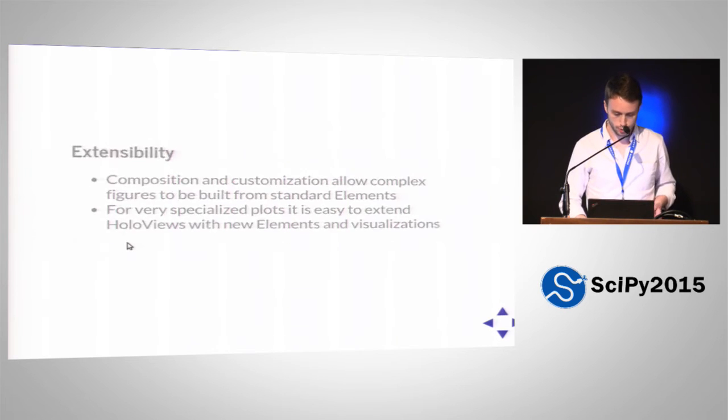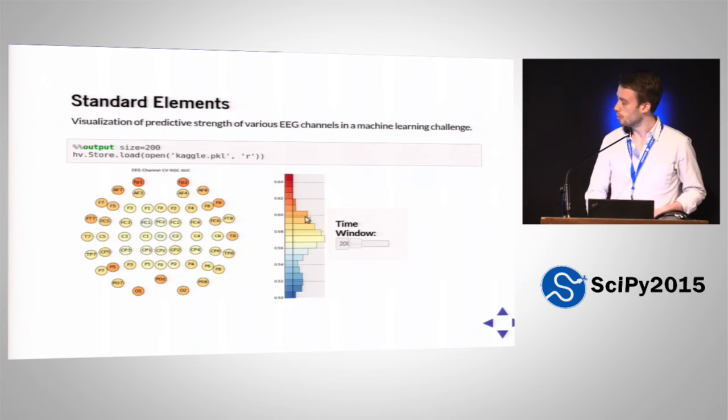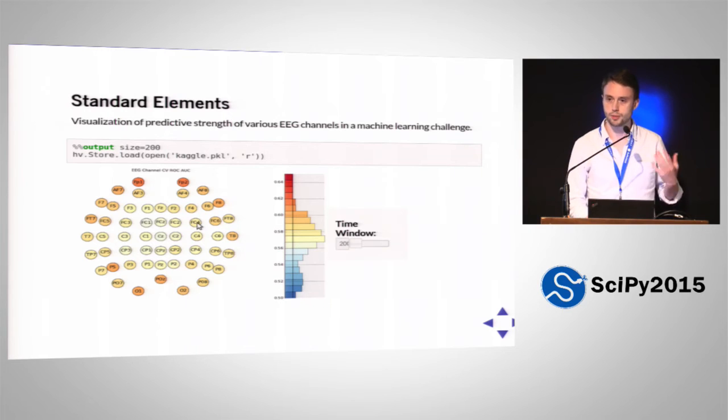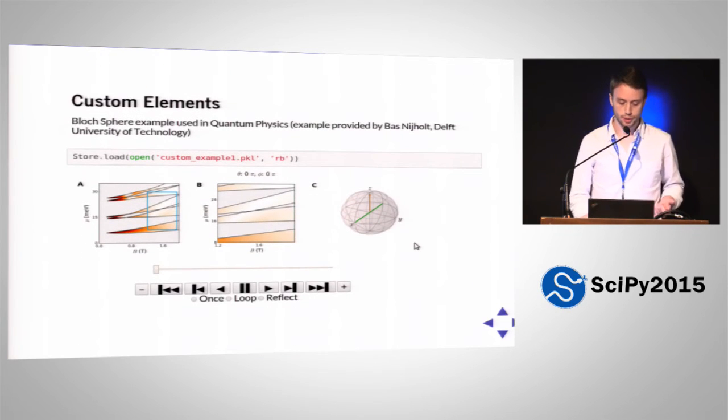So I'll show some examples of some plot types. This particular example is just a visualization of some EEG data from a machine learning challenge I participated in. It uses just the standard HoloViews element types. Here, we've used some simple points, overlaid some text annotations, and we've got a side histogram, and again, it animates just like any other plot. So we can actually see what happens over time. OK, so that's just using the standard elements again.